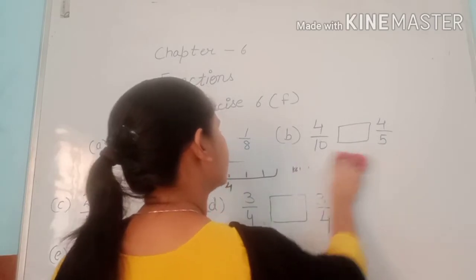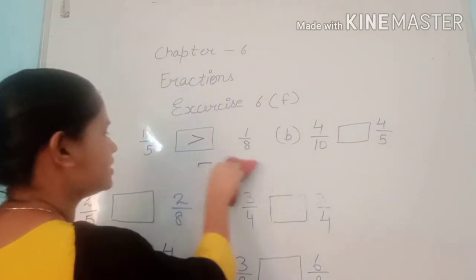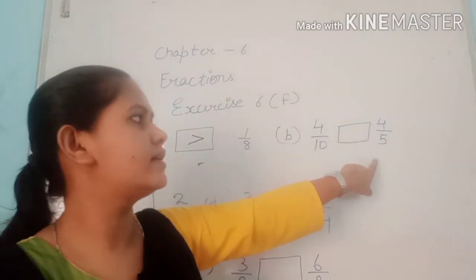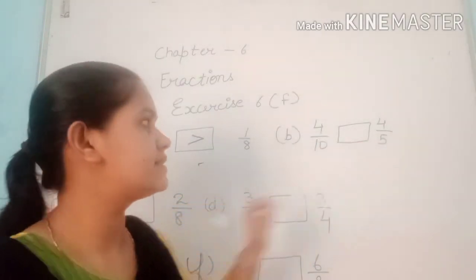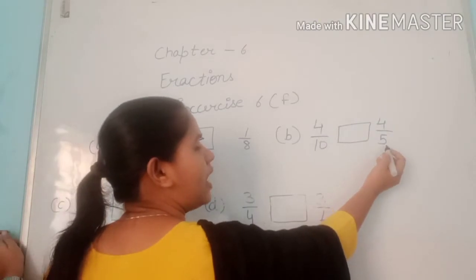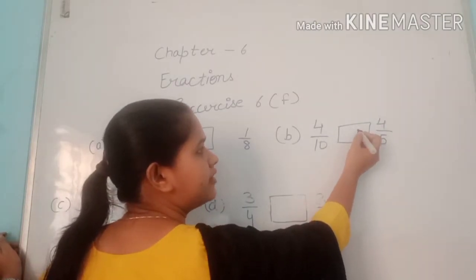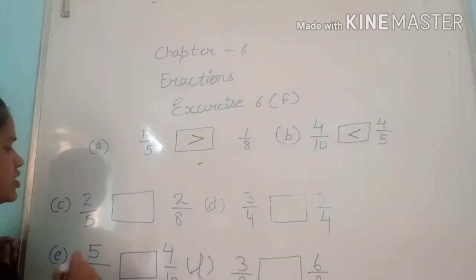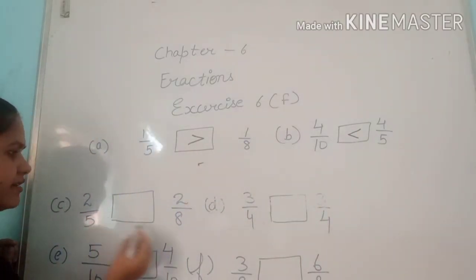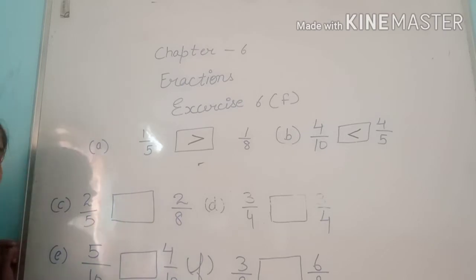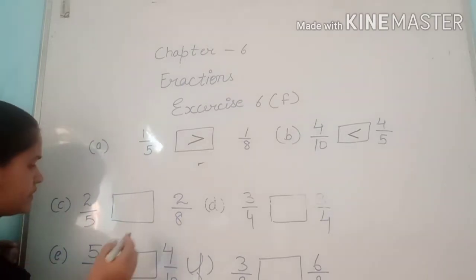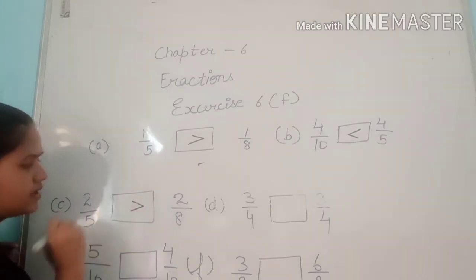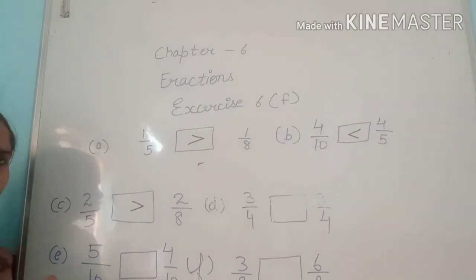So let's do the other one, students. Here is 4/10 and 4/5. So you can easily see that out of 5 boxes, 4 boxes are filled up. So we will take 4/5, right. Come to C. Here is 2/5 and 2/8. Which one is filled up more? So we will take 2/5, so the sign will go to 2/5.